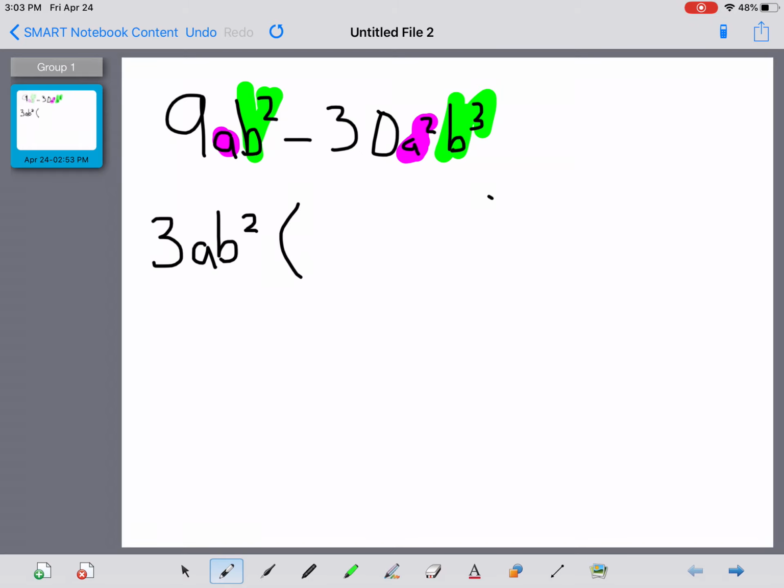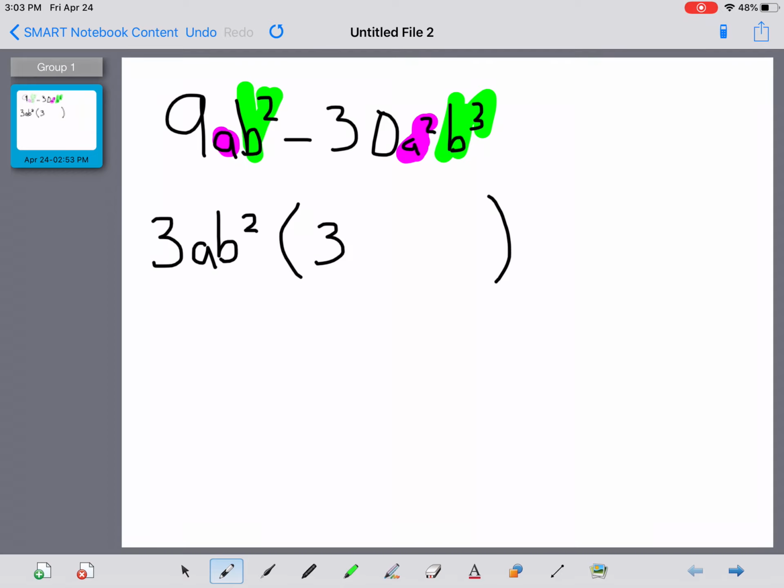So in this part, I think you're fine with figuring out what's inside the parentheses. We're just going to do the opposite, or think about what would happen if we were doing the distributive property. To go from 3ab squared, I need to multiply that by 3 to get 9ab squared, because 3 times 3 is 9, and then I also have the ab squared.